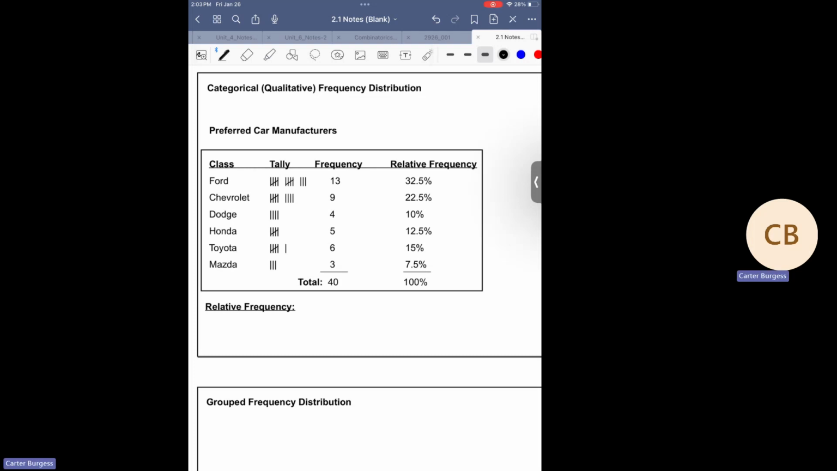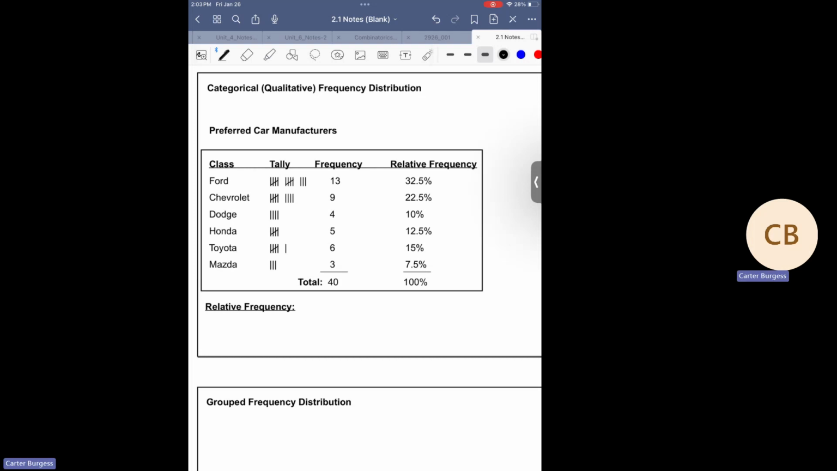Notice that the classes are the possible answers that we could have gotten to our question. It's the possible values that we could have seen for our variable. People could say Ford or Audi or Volvo or Honda or whatever. Right? So that's the class. It's what the variable could be. And the frequency is the number of times we see a particular answer. Right? So of the 40 people that we asked, 13 of them told us Ford. That tells us that the frequency of Ford would be 13.